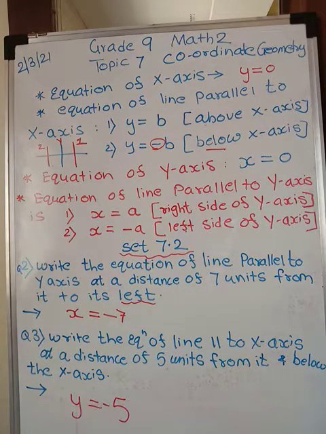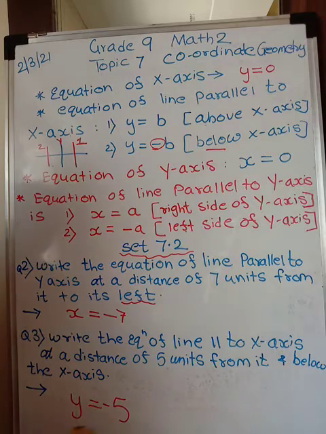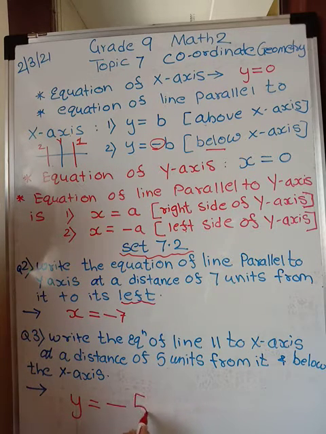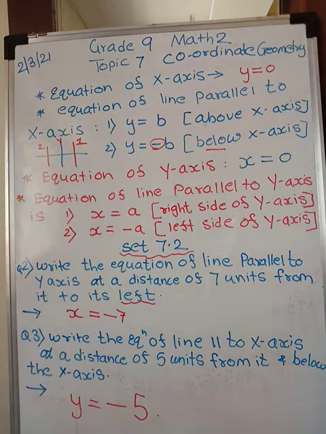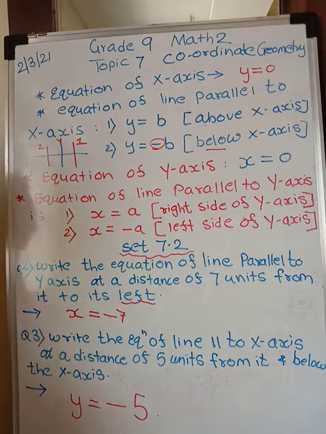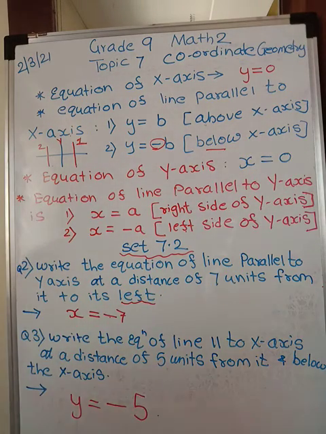Have you understood, everybody? Okay. So write it clearly. Here y is equal to minus 5. This is your equation. I hope it is clear now. You understood why there is a minus sign here also. Okay. Fine. Let's go to the next question.